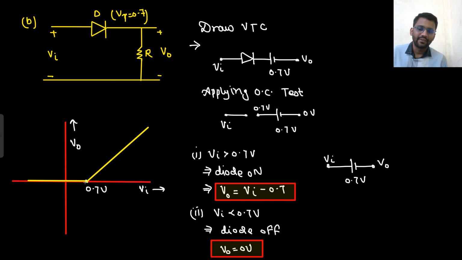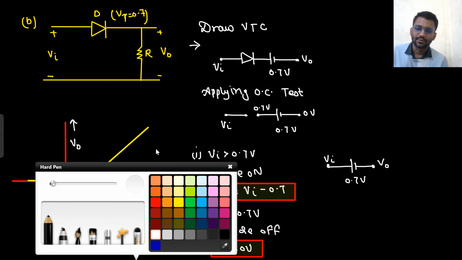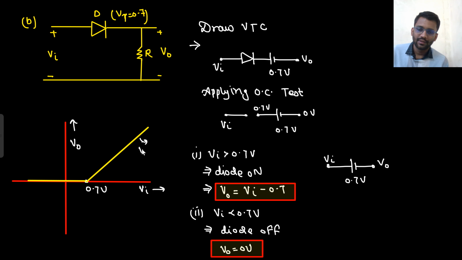At 0.7 you are having 0 volt, at 0.8 you will have 0.1 volt, at 0.9 you will have 0.2 volt, at 1 volt you will have 0.3 volt, right? So this is your V naught equals V in minus 0.7, with slope being 1. Well and good. Let's move on to the next circuit.